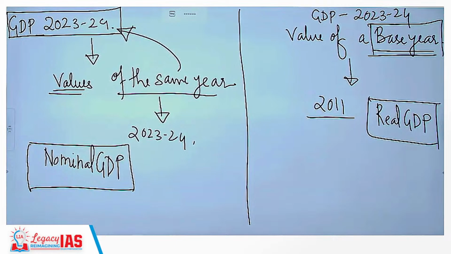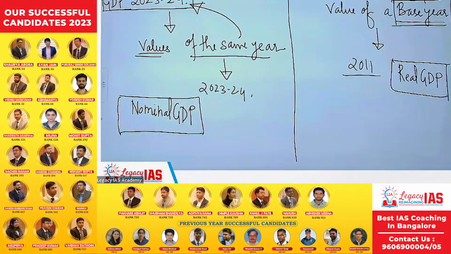Now logically speaking, you will think that whichever year's GDP we are calculating, we should take the values of that same year. Logically speaking, we should take the value of that particular thing of that year only, right? Yes. So why are we doing this? So why is there a need for base year?